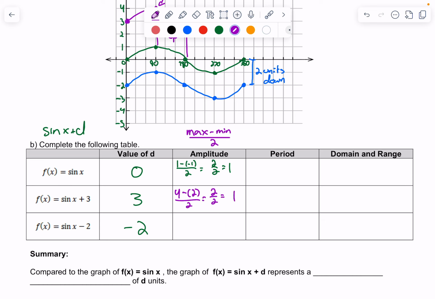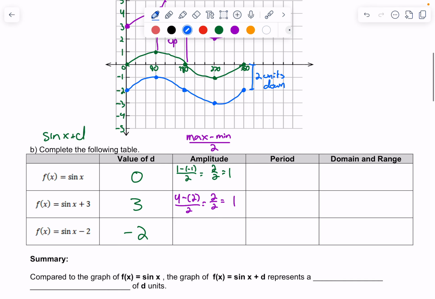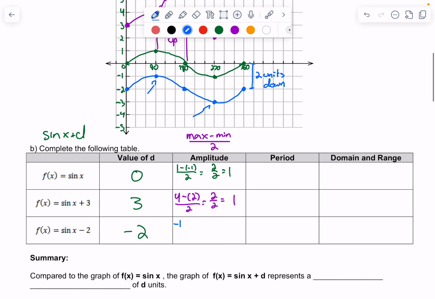So the amplitude stays the same. You have not changed the amplitude. Let's do it again for the -2 one. Your max right here is -1, and your min is -3. So -1 minus -3 over 2. That gives you up top 2 over 2 and 1. So notice that you have not changed the amplitude. The distance from your max and your min is identical.